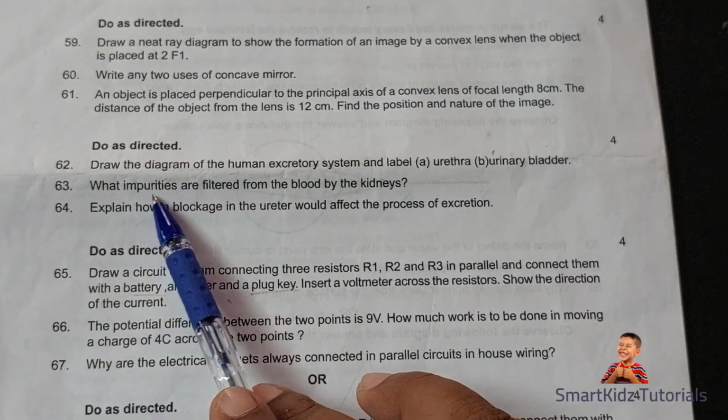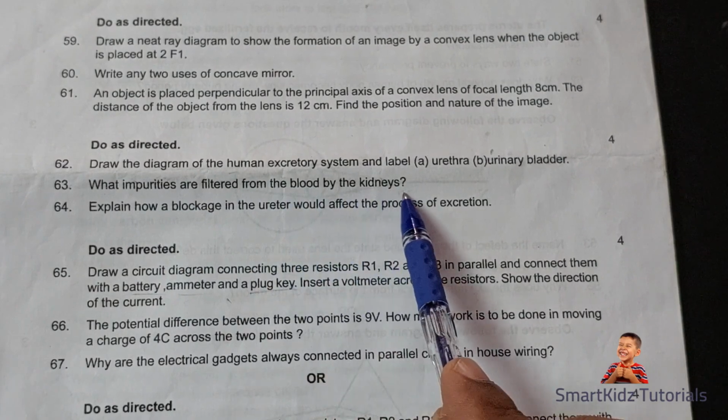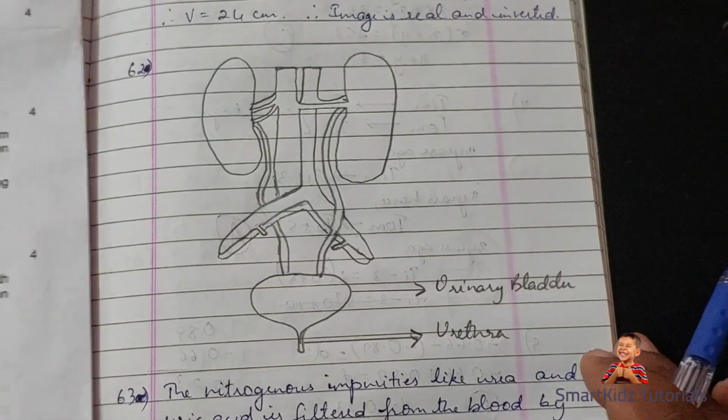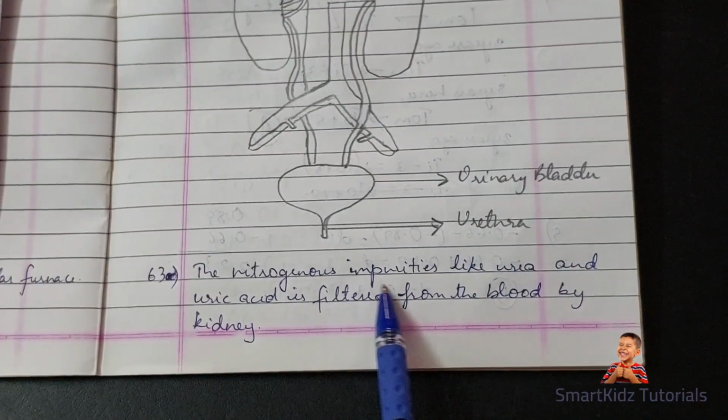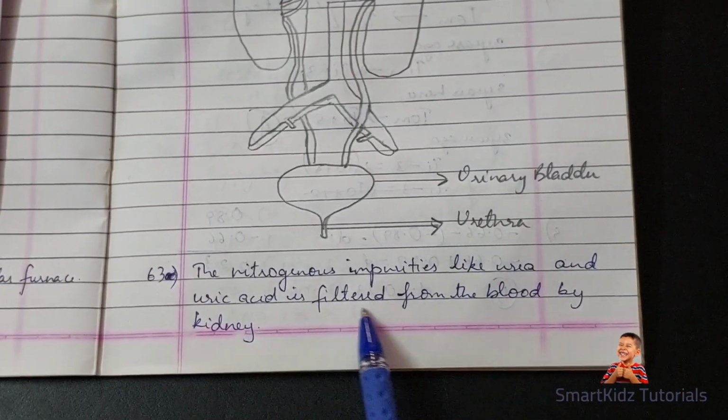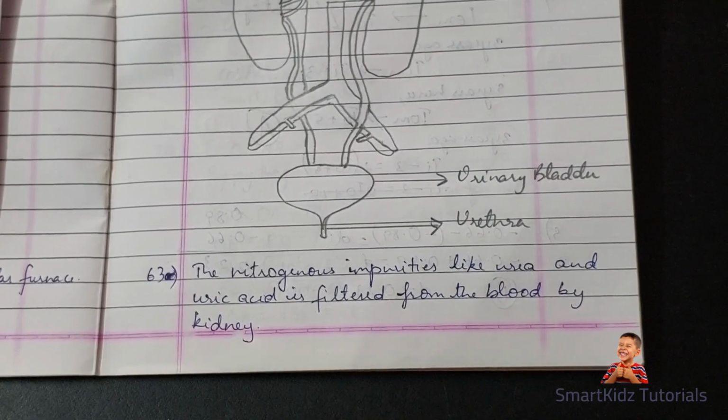And next, what impurities are filtered from the blood by the kidneys? The answer is the nitrogenous impurities like urea and uric acid are filtered from the blood by the kidney.